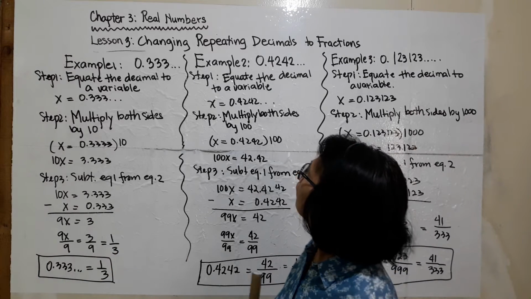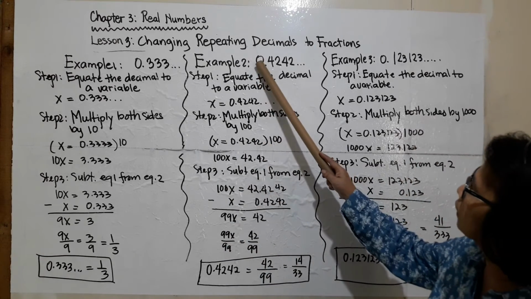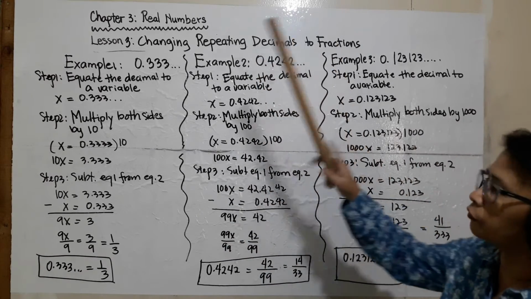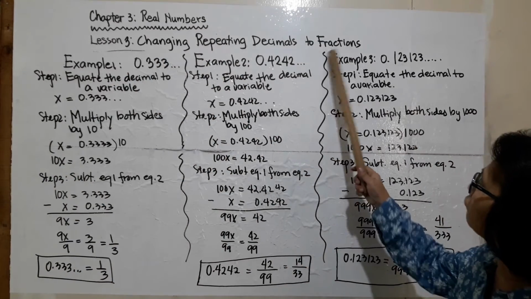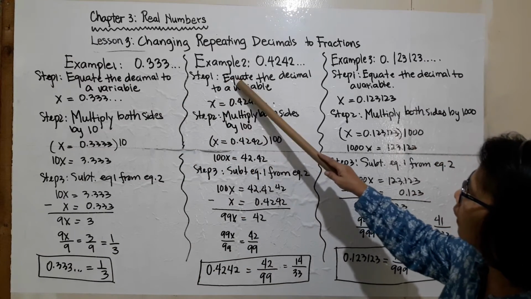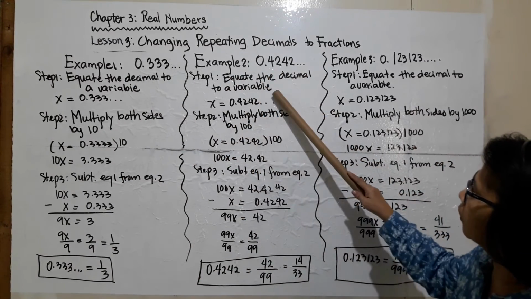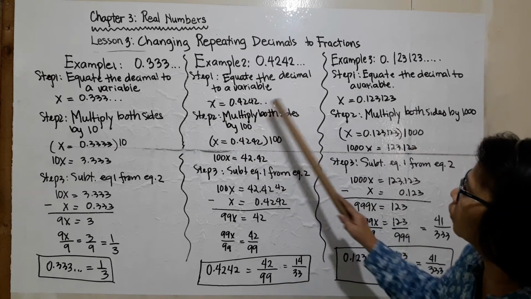Okay? What about example 2? For example 2, 0.4242, there are two digits that keep on repeating. How are we going to change this to a fraction? Just like what we have in example 1, equate the decimal to a variable. So I use x for the variable. This is our equation 1.